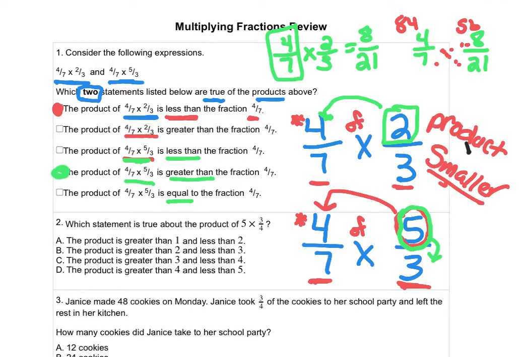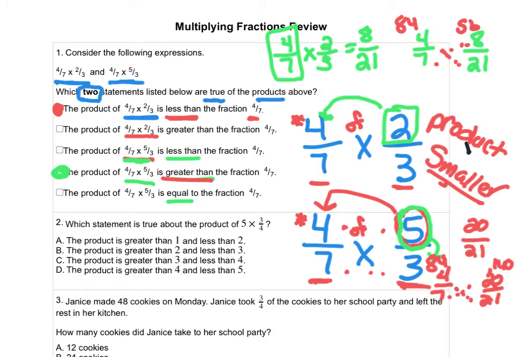So we were correct. Let's check this one. 4 times 5 would be 20. 7 times 3 would be 21. So if you have 4 over 7 compared to 20 over 21, crisscross multiply, that's going to give you 140. Crisscross multiply, that's going to give you 84. And then you say 140 is greater than 84, so 20 over 21 is greater than 4/7. So we were correct there.